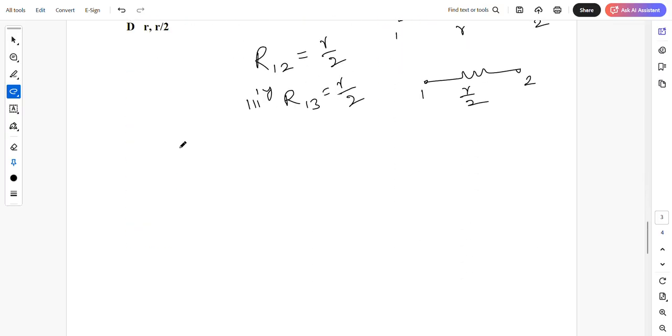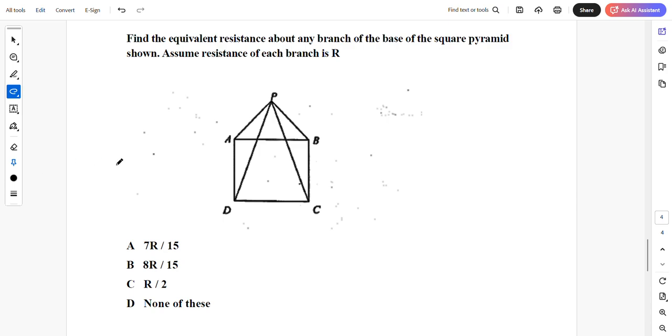Now let us come to the next problem. Now this is a square pyramid. What is he asking? Find the equivalent resistance about any branch. Now let us draw it here. I can write this as A, B, C, D, no problem. I can write like this.